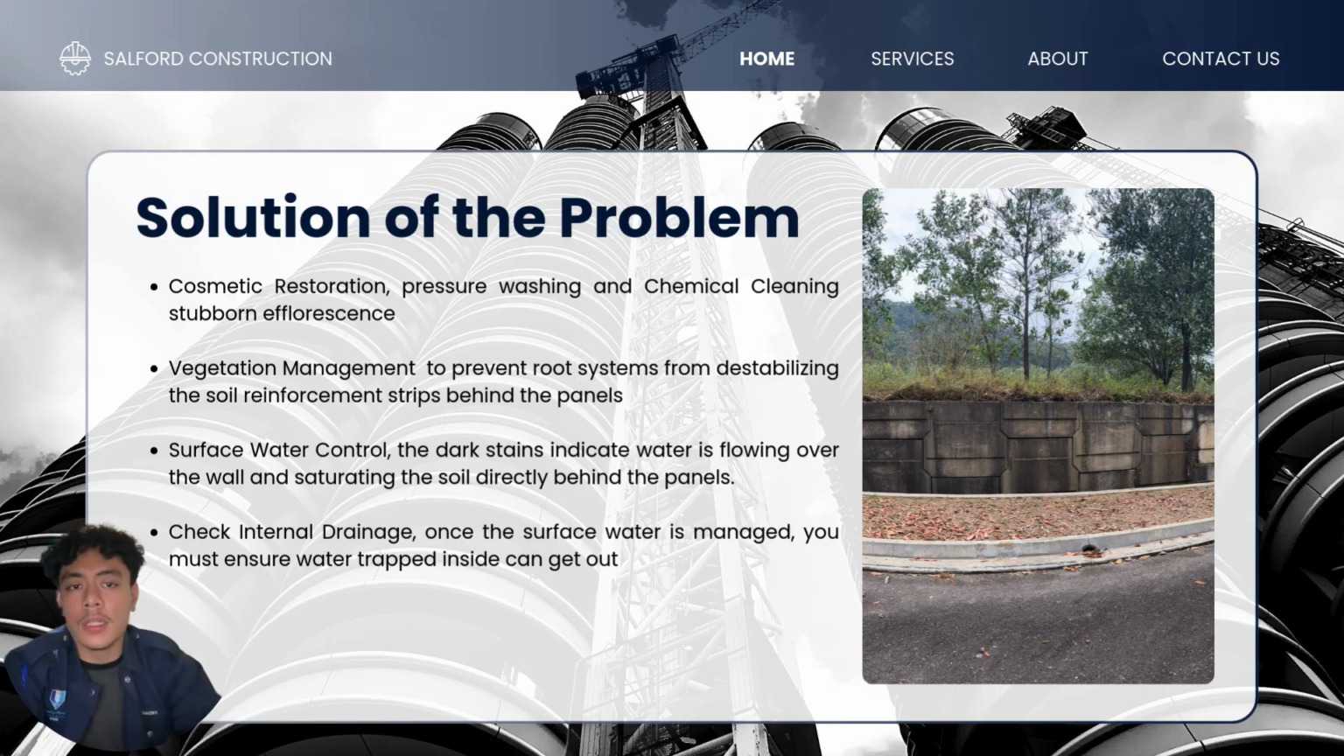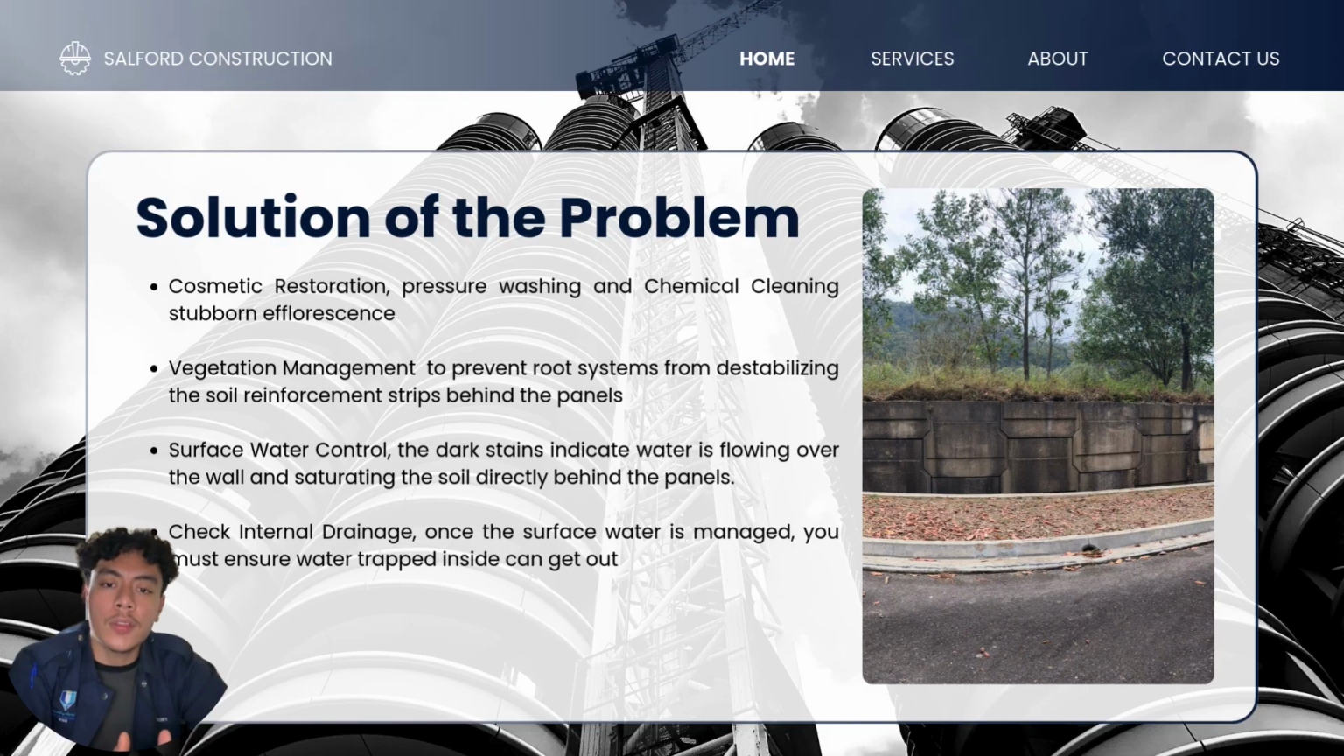The second one is vegetation management. As you can see, vegetation is the main cause of our wall issue. To prevent it from happening, we can remove the trees or large shrubs by cutting down the trees growing directly on the crest or top edge. Roots can clog the drain and push the panels outwards. So we must cut them down first before they grow even further.